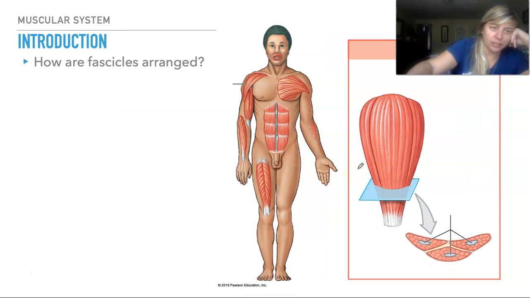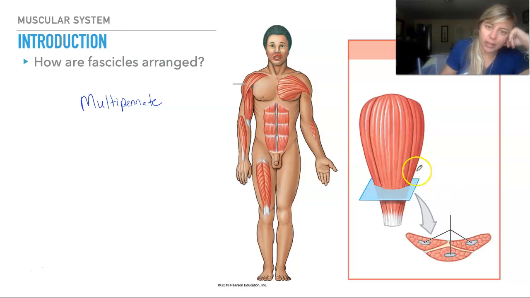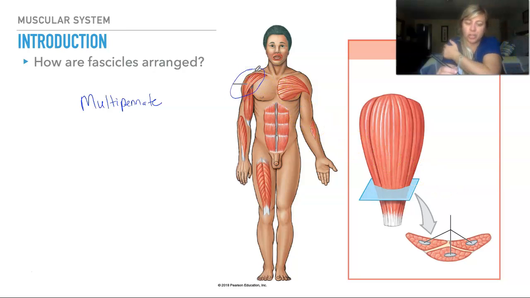And then our next arrangement here, we have another pennate arrangement, but this one is called a multi-pennate muscle arrangement. And so this is kind of hard to tell from the outside. This muscle up here that makes up the shoulder, it's one of our injection sites. It has kind of the shape of a triangle, the deltoid muscle.